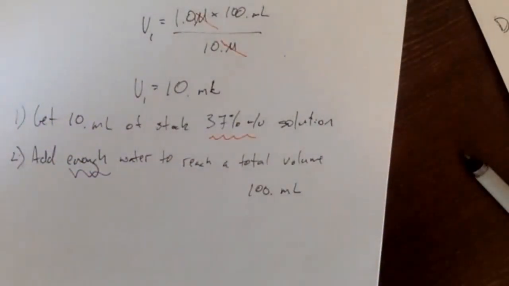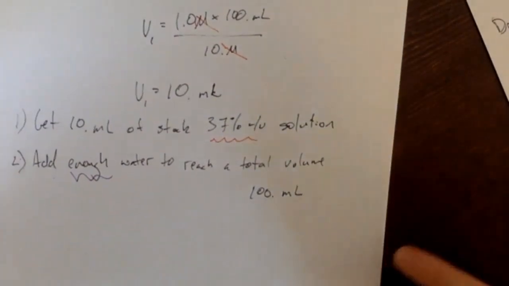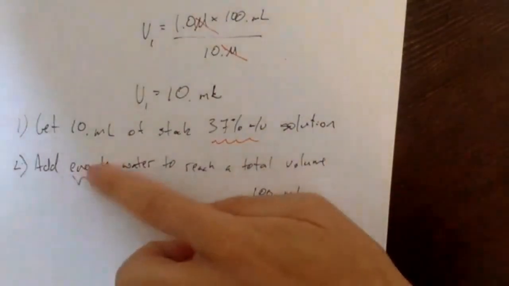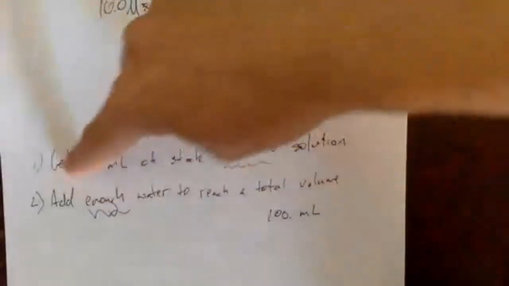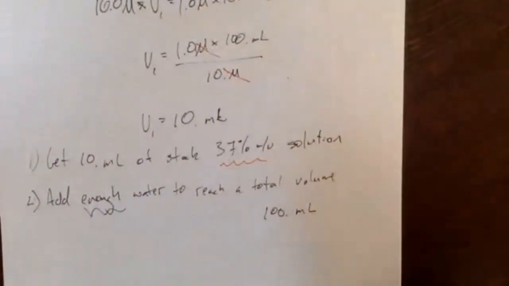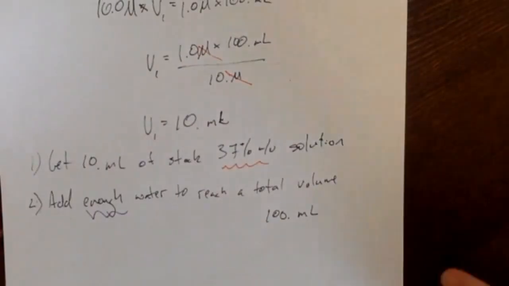10 molar HCl is very concentrated. It's doing some funny things in that solution. You're going to need to add more than 90 milliliters, because there's going to be some chemistry going on that we'll get to later this semester. So you want to be sure you're always saying to add enough water. That's how you would prepare it: 10 milliliters of the stock solution, add enough water to reach a total volume of 100 milliliters, and then the concentration will be 1 molar.